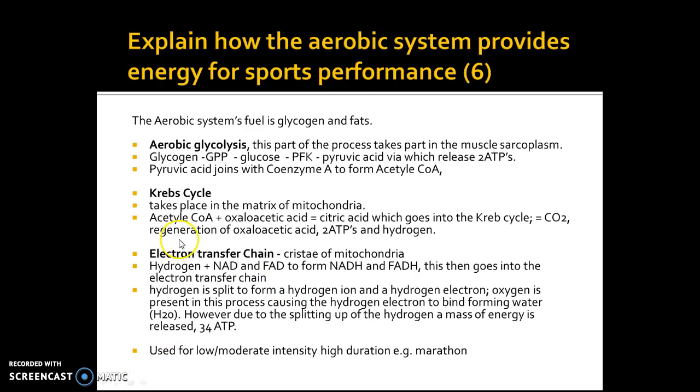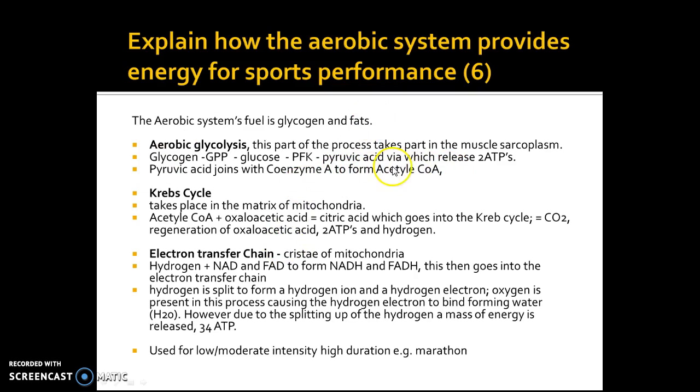The aerobic system's fuel is glycogen and fats. Then aerobic glycolysis, which takes place in the muscle cytoplasm: glycogen, GPP, glucose, PFK, pyruvic acid, as well as 2 ATP released. Pyruvic acid then joins with coenzyme A, because oxygen is present, and forms acetyl-CoA.